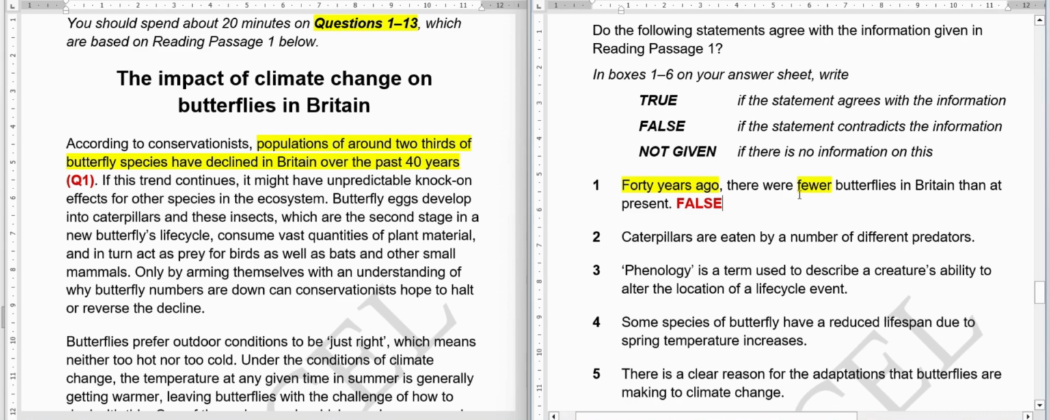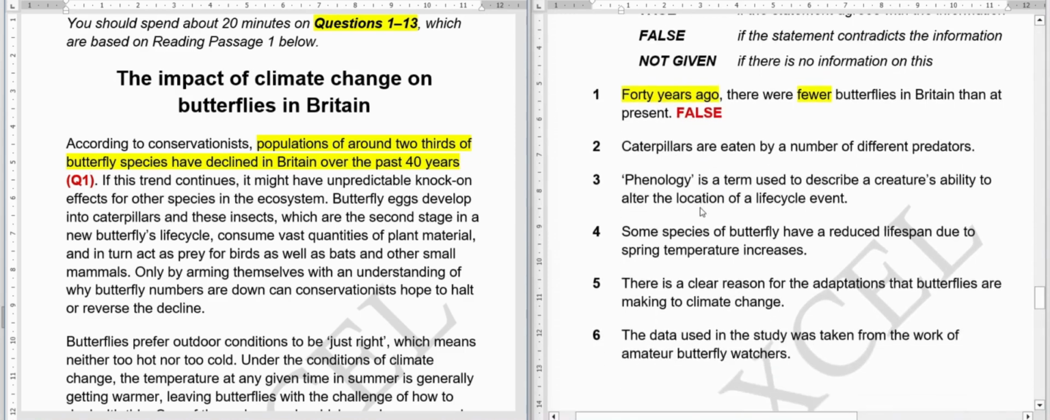Here they are saying there were fewer butterflies in the past than at present, but here they are saying the number has declined, or two-thirds of butterfly species have declined. So if the number is decreasing, that means in the past it was more than in the present, but here they are saying fewer. Because of that contradiction, the answer will be false. I hope it is clear.